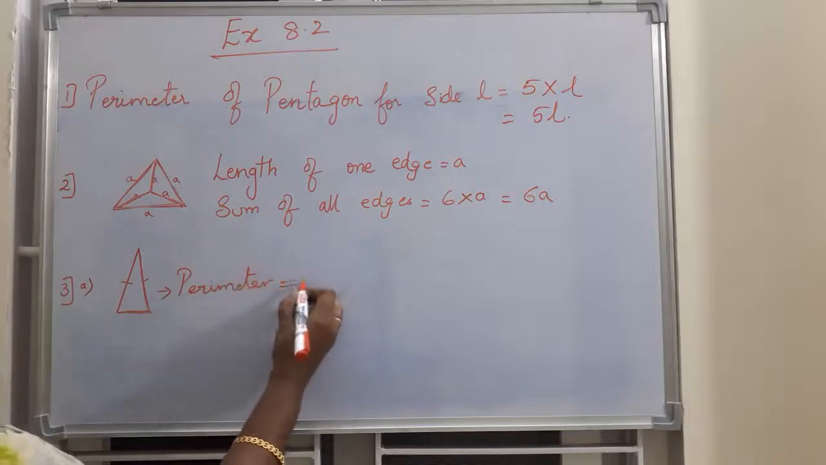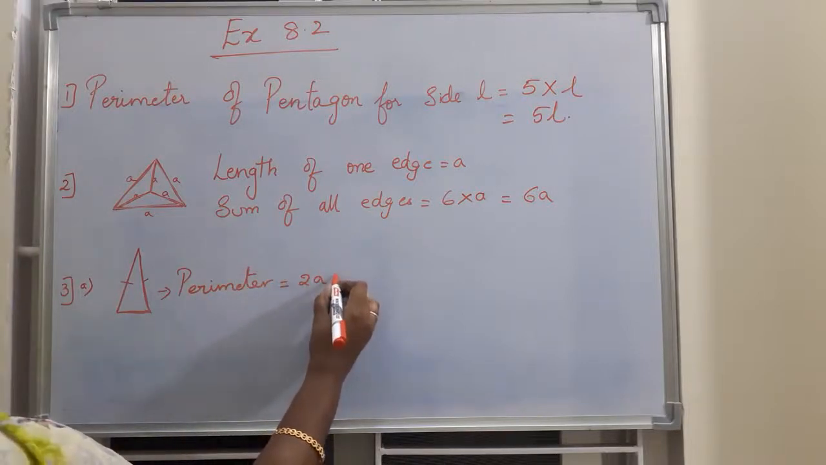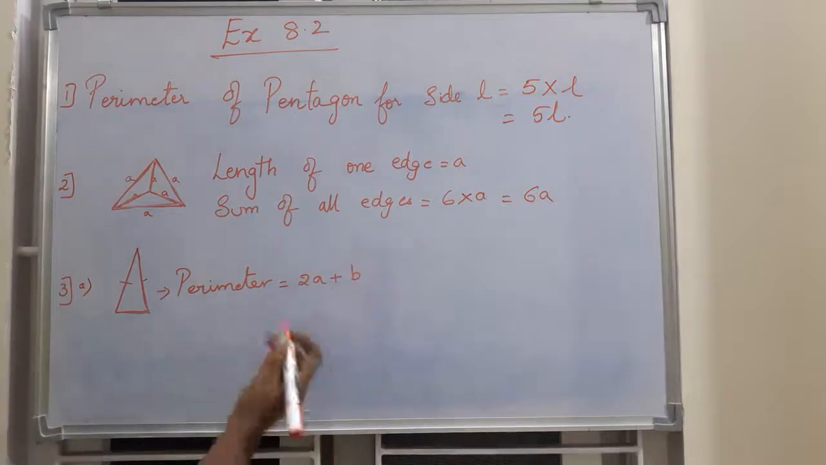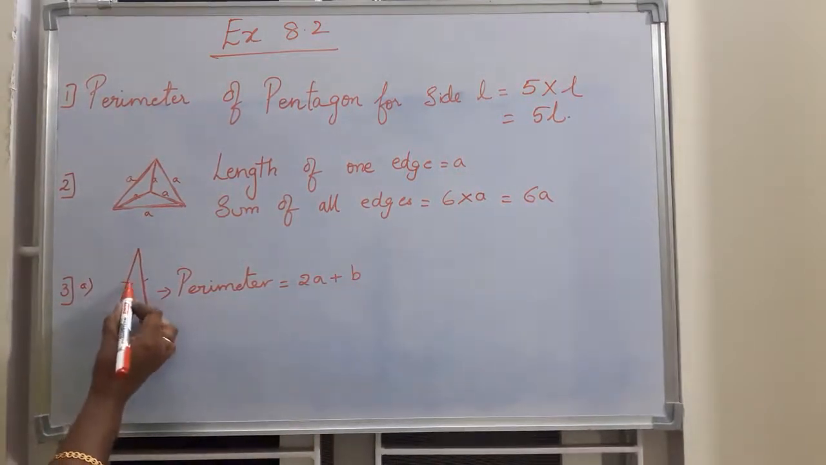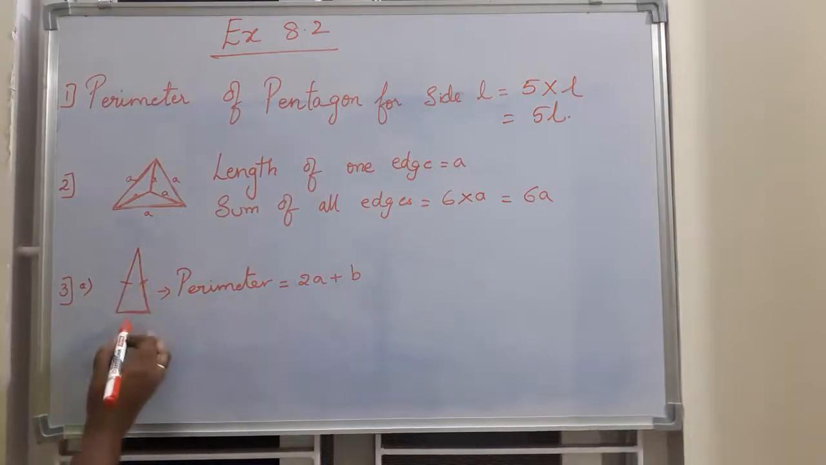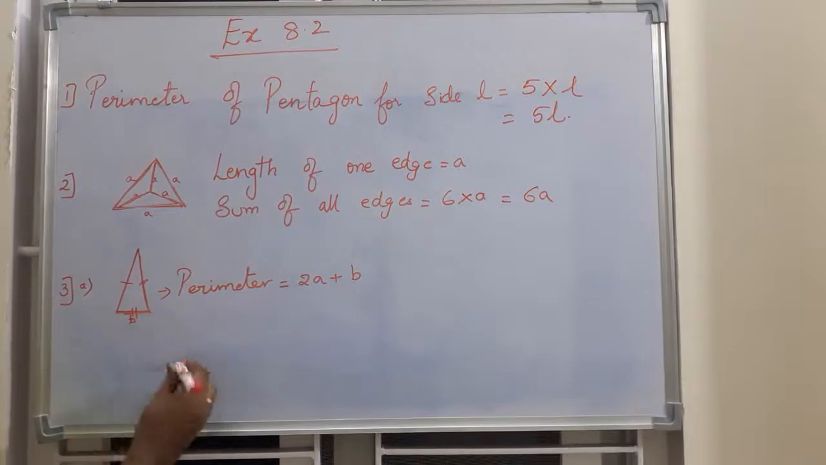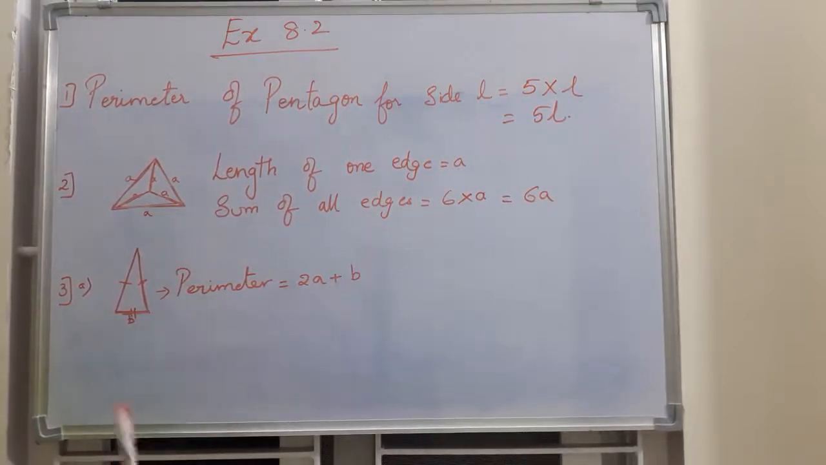perimeter is equal to 2A plus B or 2x plus y. Here A means the same side, common side, since two sides are equal. B means the base, so the third side. Okay, children? So perimeter is 2A plus B, or you can take x and y also, no problem. ABCD is your wish.